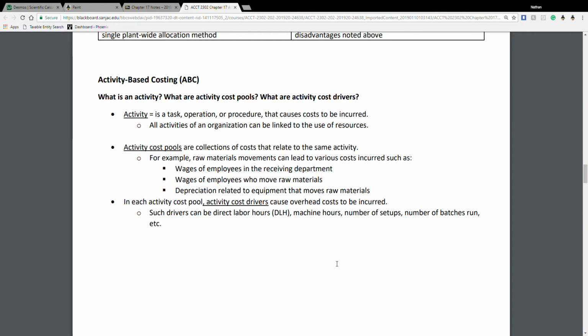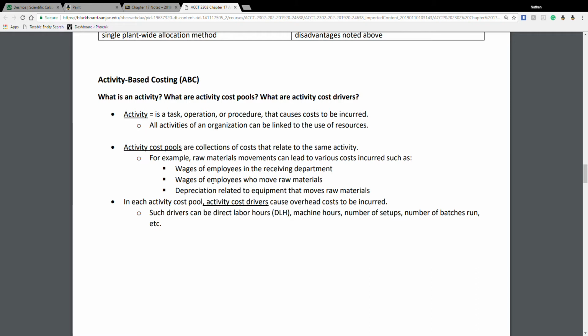So if we want to look at the cost to move raw materials, it could have a lot of various costs. One, we have to deal with the wages of employees in the receiving department. Then we have to deal with the wages for the people that move the raw materials, and depreciation related to the equipment that moves the raw materials. Used to be all this was lumped up into direct labor, or depreciation was basically factory overhead. So now we can actually lump these up and create a little bit better product here. Okay, wages, indirect labor, but yeah. So overhead can now start to get more and more specific.